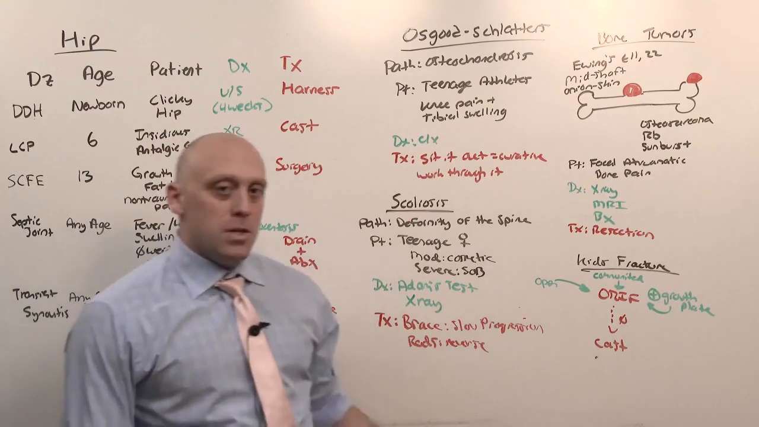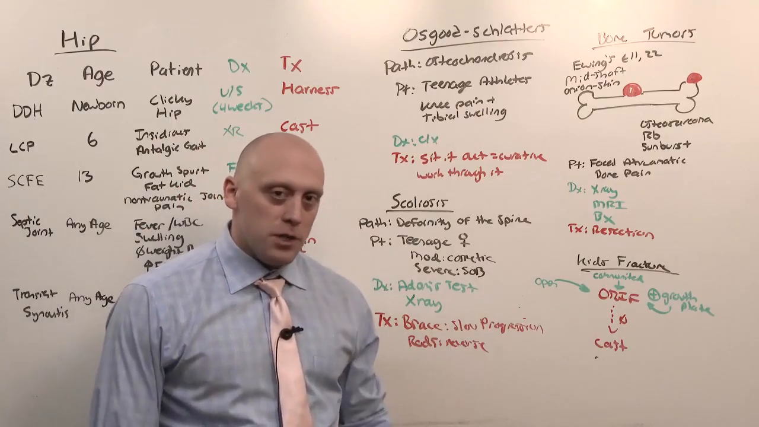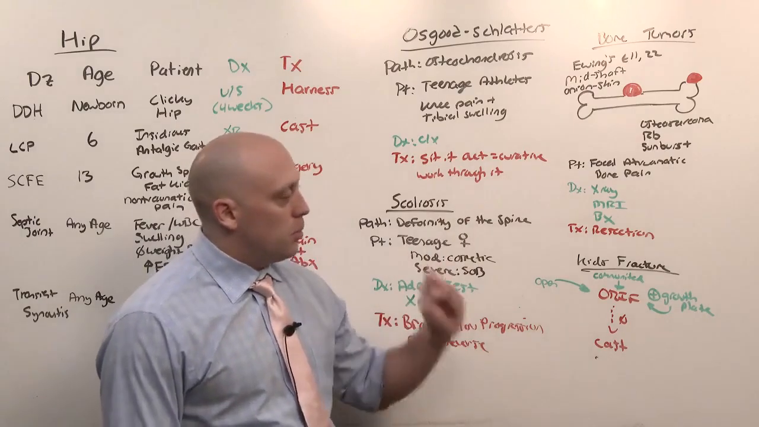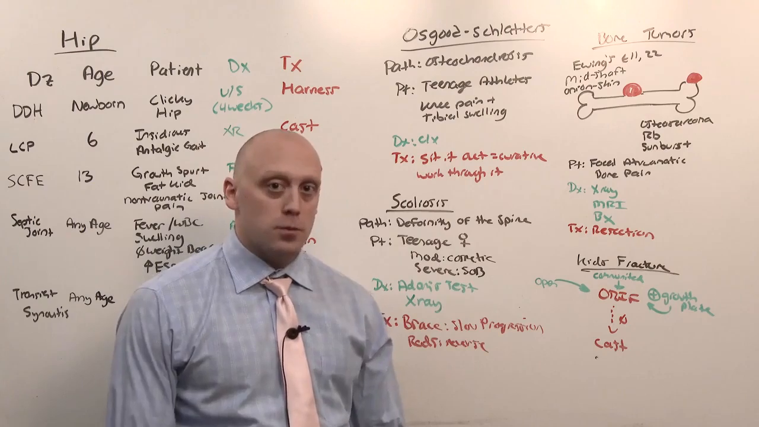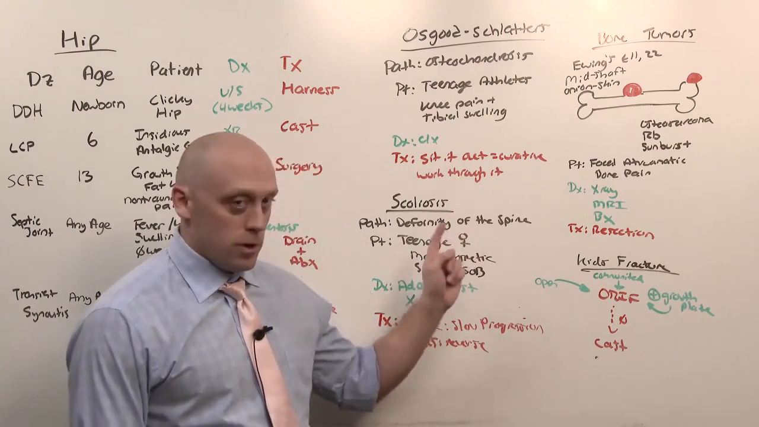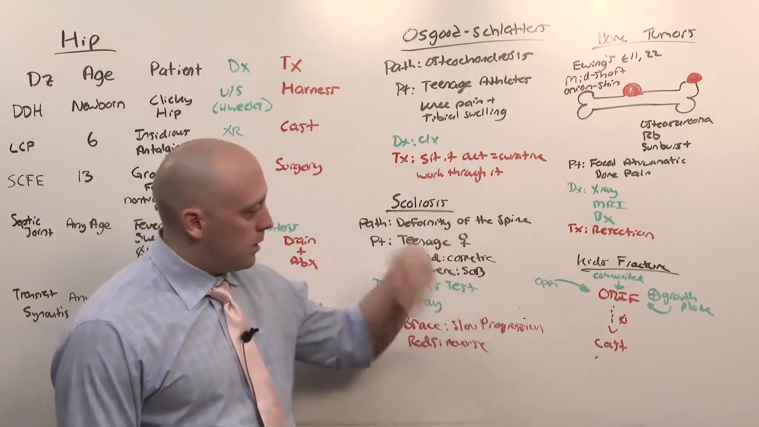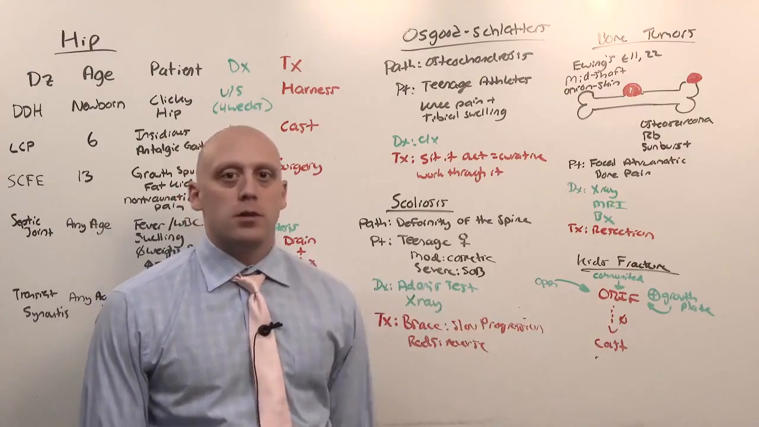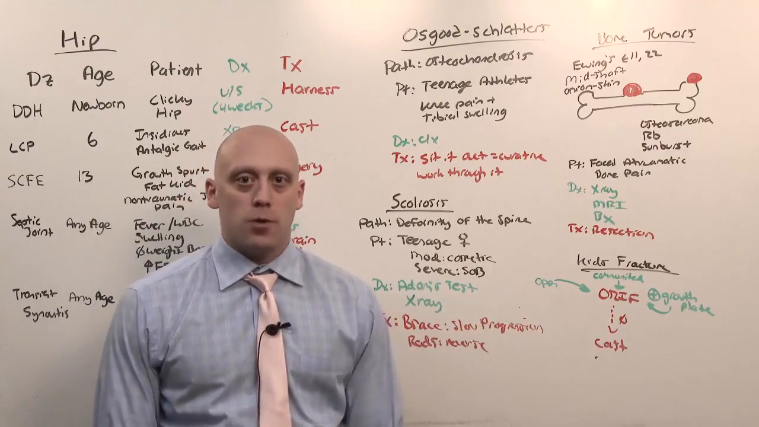Ewing sarcoma: mid-shaft, onion skin, MRI, biopsy, resect. Osteosarcoma: distal femur, sunburst, x-ray, MRI, biopsy, resect. And lastly, fractures of the growth plate must be taken to the OR. That is pediatric orthopedics.